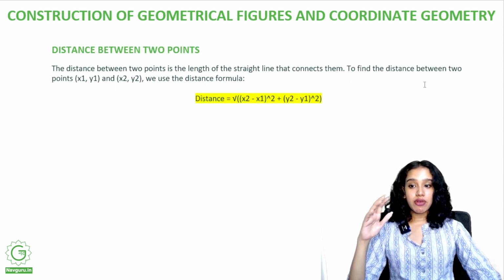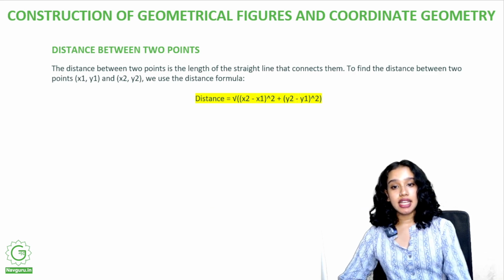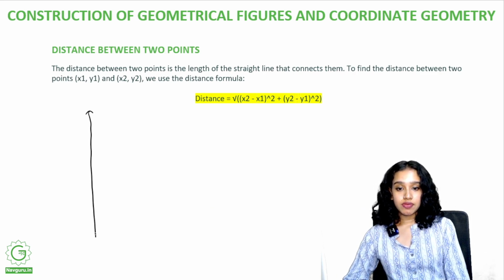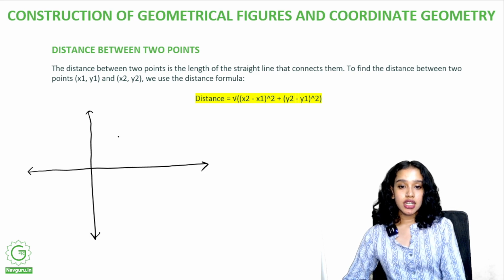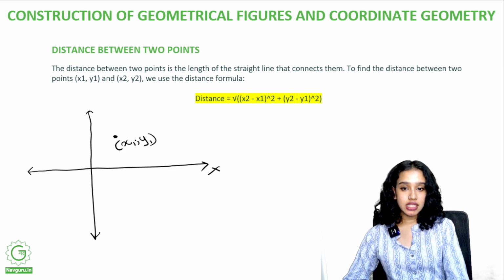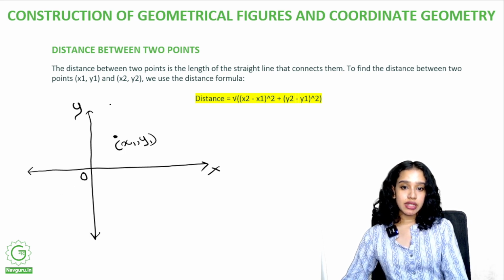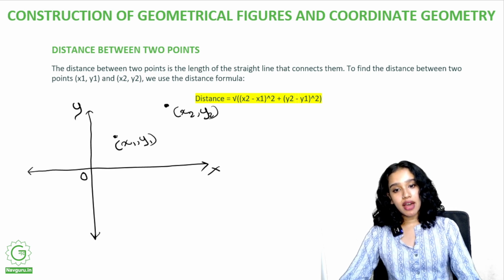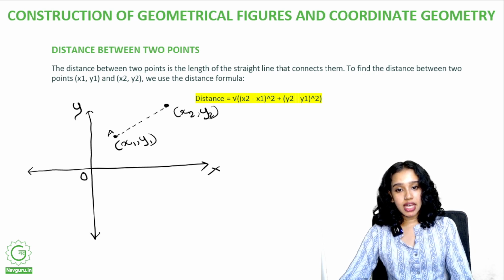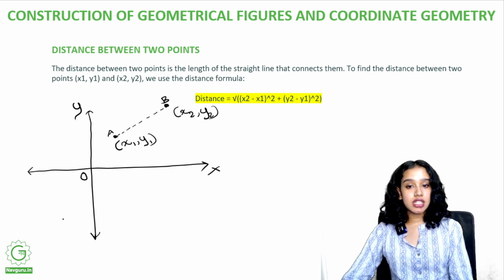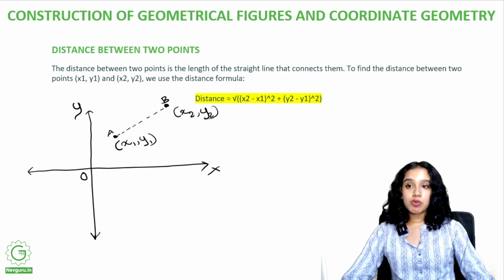Now, we have to find the distance between 2 points. Let's say we have a graph here. We have a point x1 and y1 here. This is x, this is y and this is 0. We have x1, y1 and we have another point, x2 and y2, which is located some distance apart. We have to find the distance between these 2 points. Let's call this point A and this point B. How do we find the distance between A and B?